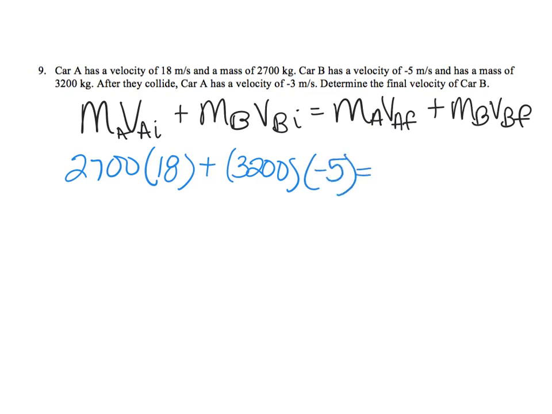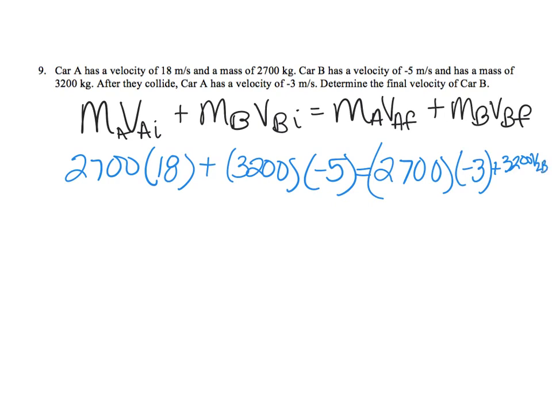All right, for after they collide, we still have the same mass, because this is physics world where we pretend things haven't fallen off the car when they collide. And then its final velocity was -3, so it's now going backwards. And I'm going to run out of room on my screen because I wrote too big. But the mass of car B is still 3,200. And we are solving for the final velocity of car B, right?